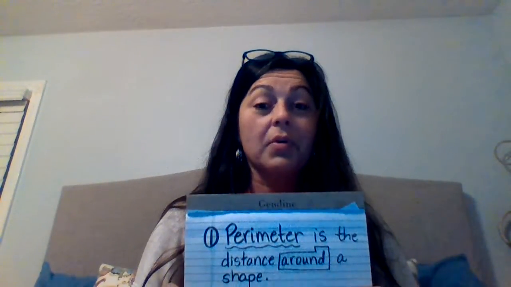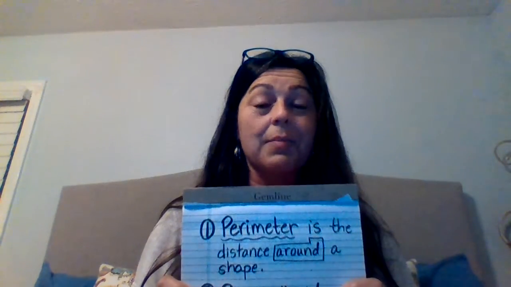Remember, polygons are any shape that has at least 3 or more straight sides and are what? Not open, but closed. Okay, so here we go. Perimeter. Let's do a quick review. Perimeter is the distance around a shape.